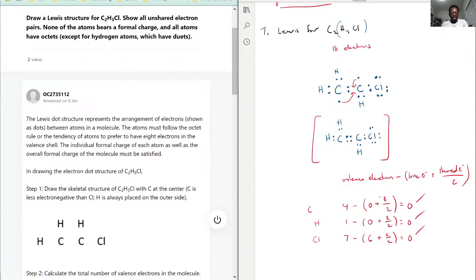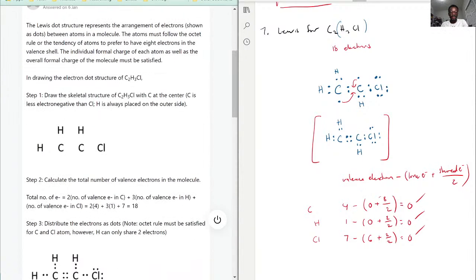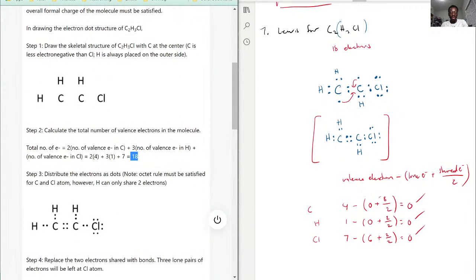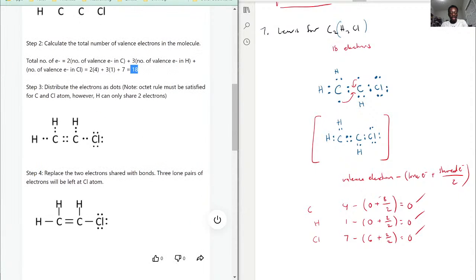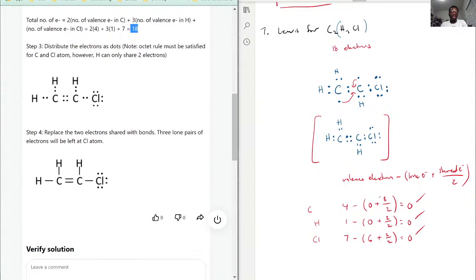So yep, they've drawn it out. And actually, let me just say, because we have 18 electrons, we can just count it out. We have 2, 4, 6, 8, 10, 12, 14, 16, 18. So we did use all of our electrons as well. Yep, 18 electrons. They filled it in. And this is what they should get. And they just replace the electrons with bonds.